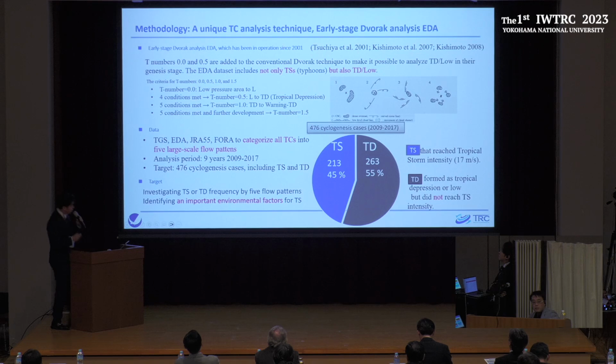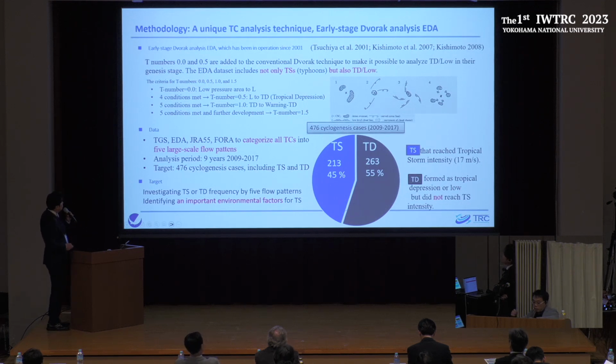Okay. So the second part focuses on the genesis stage. The Japan Meteorological Agency developed a unique TC analysis technique, the early stage Dvorak analysis, EDA. In the EDA, the T numbers 0.0 and 0.5 are added to the conventional Dvorak technique to make it possible to analyze a TD or lower in their genesis stage.